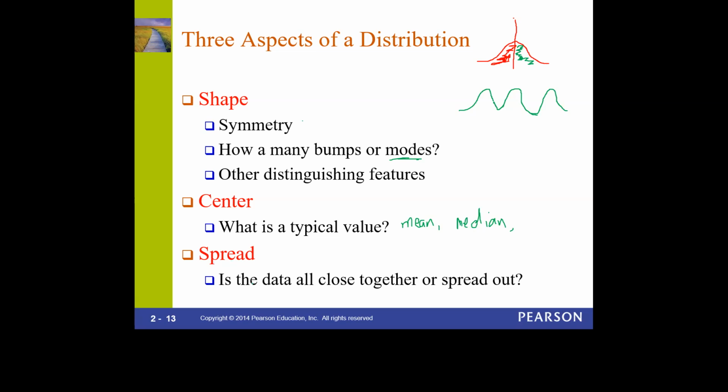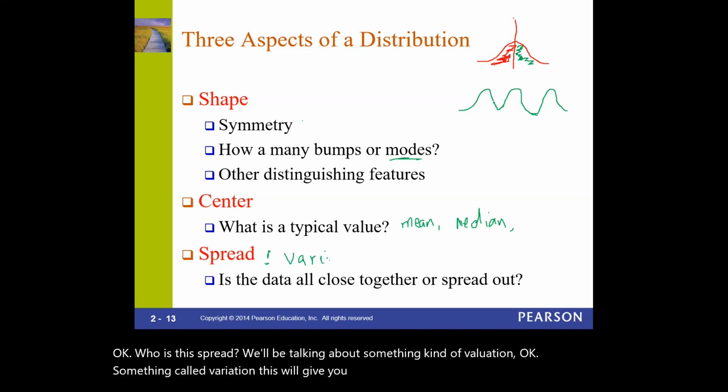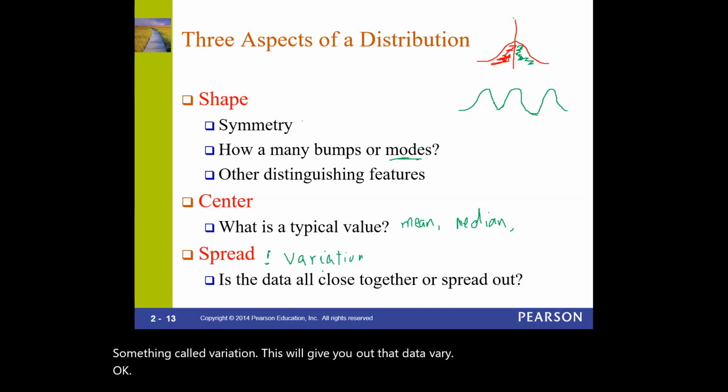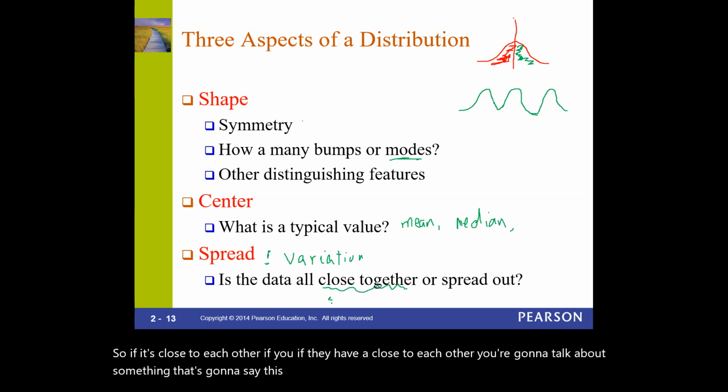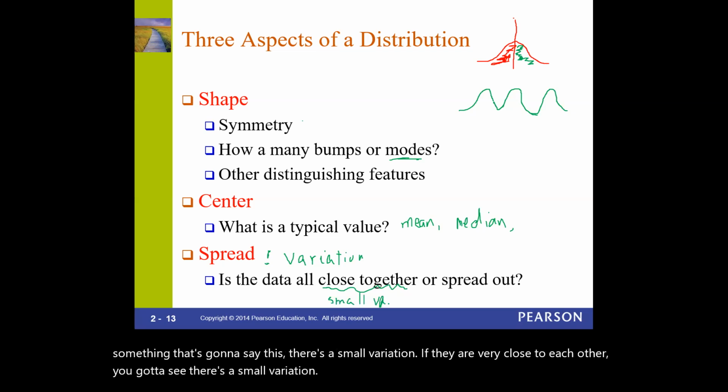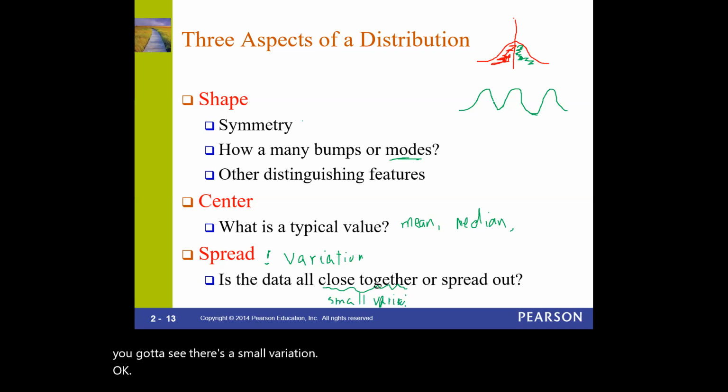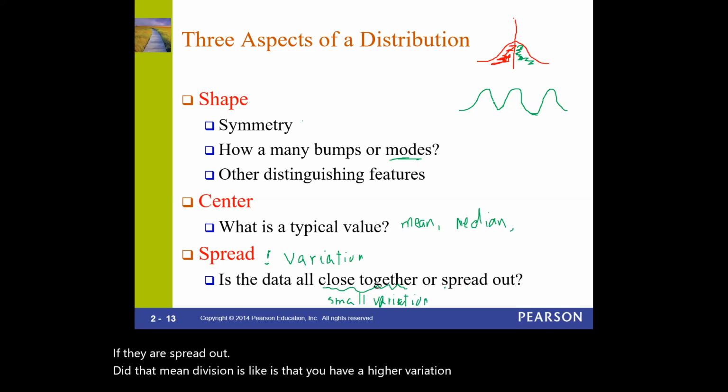With the spread, we'll be talking about something called variation. This will give you how the data vary. If they are very close to each other, you're gonna say there's a small variation. If they are spread out, the variation is higher. So this one looks like a higher variation.